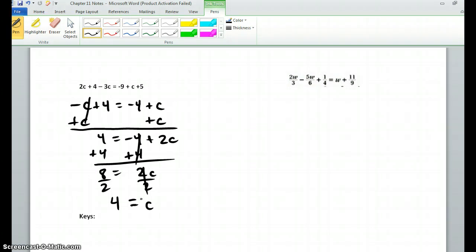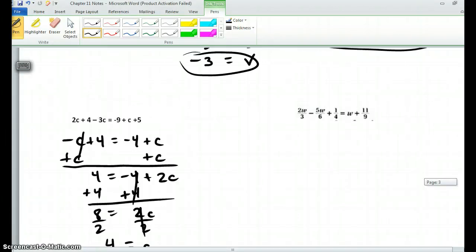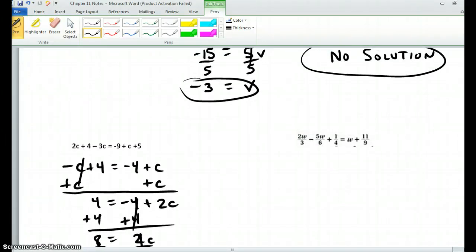I know this next one's a little bit blurry. Let me see if I can zoom in a little bit more. Maybe that helped, maybe it didn't.